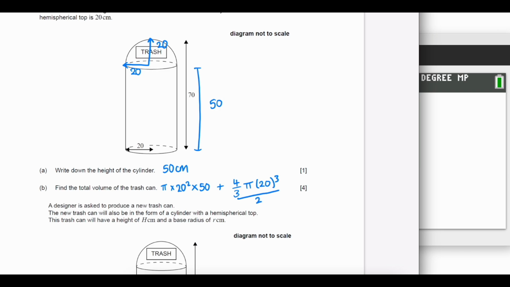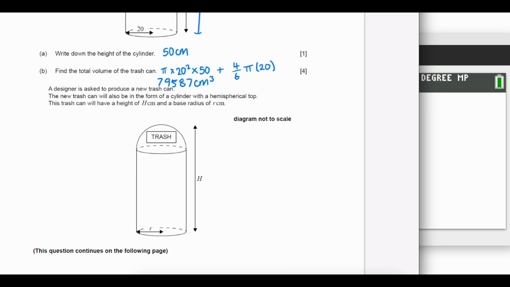You can either write it like this, or instead of being over 3, we could change that to over 6. Either of those methods is fine, since both times you're just dividing by 2. That gives me the volume of the trash can, which is 79587. You can type this into your GDC. So 79,587 centimeters cubed.